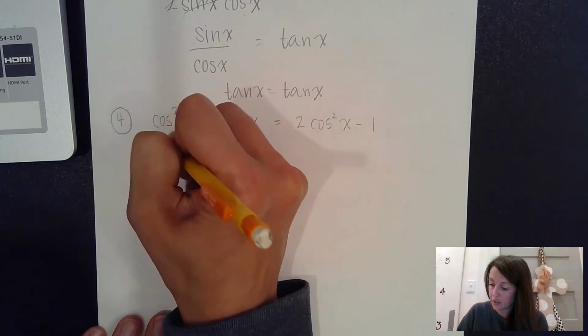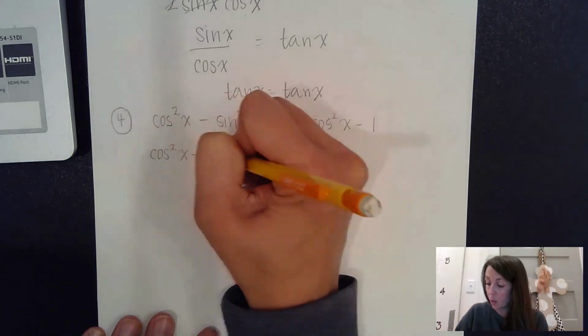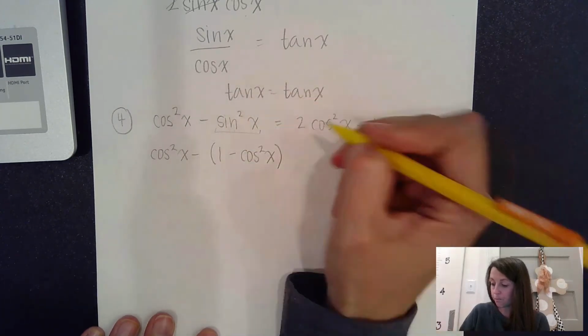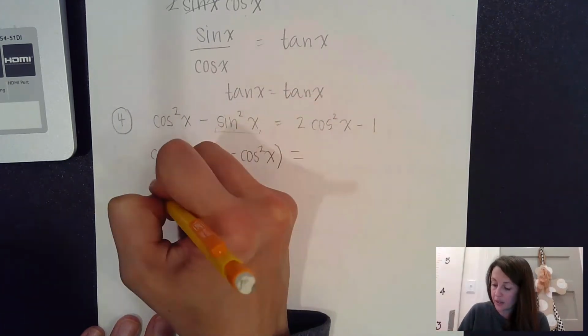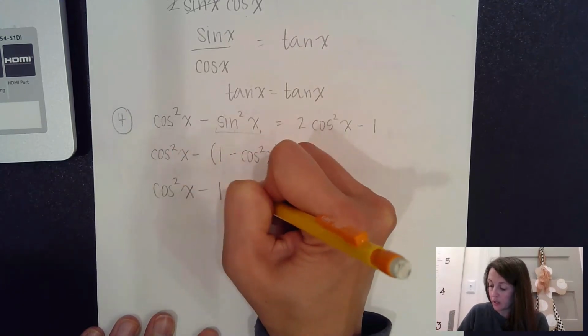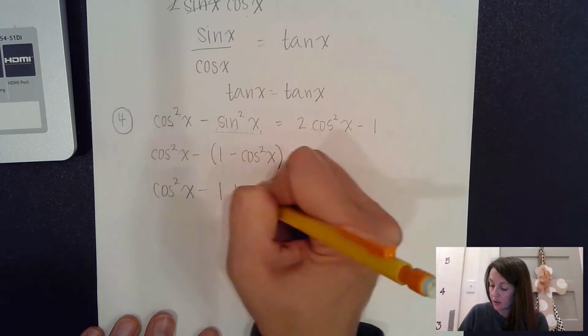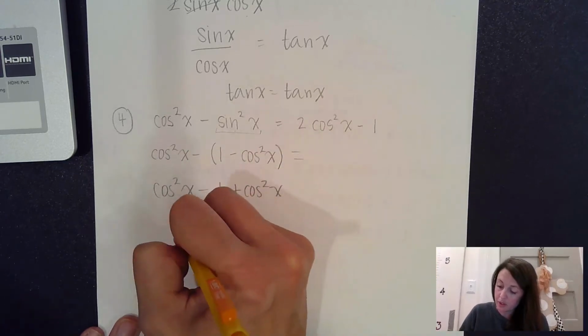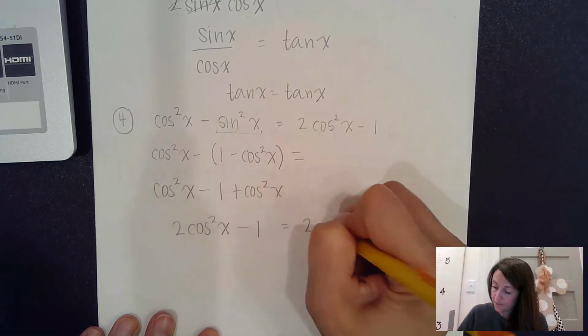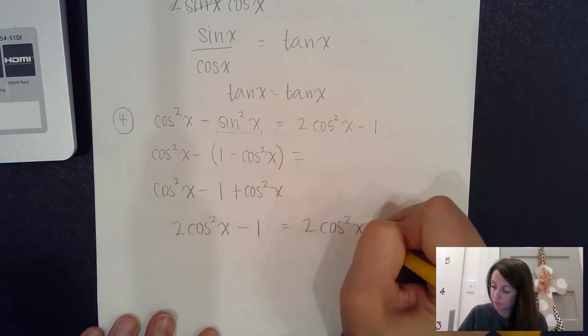So this is going to be cosine squared minus 1 minus cosine squared. Distribute that negative, so I'm going to have cosine squared x minus a 1 plus a cosine squared x. So cosine squared plus cosine squared is 2 cosine squared. And there you go.